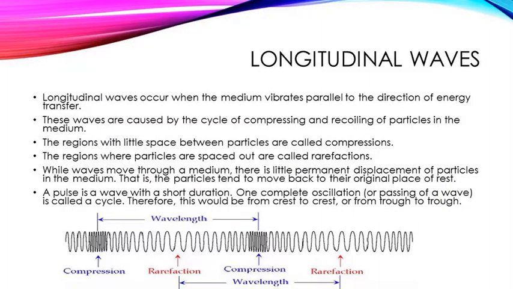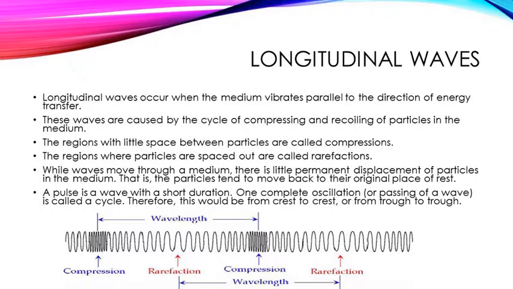Longitudinal waves occur when the medium vibrates parallel to the direction of energy transfer. These waves are caused by the cycle of compressing and recoiling particles in the medium. You can think of this as if you have a slinky that you've stretched out and you pull a little bit of the slinky back to you and then let it go, and it's going to bounce back and forth down the slinky. The regions with little space between particles are called compressions. The regions where the particles are spaced out are called rarefactions.